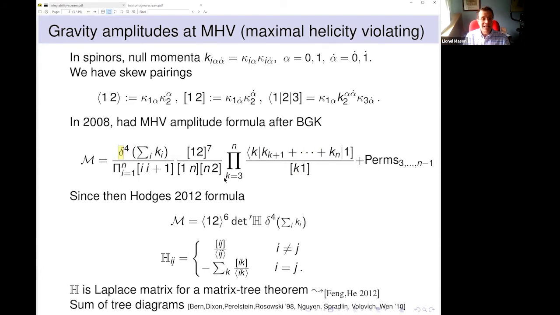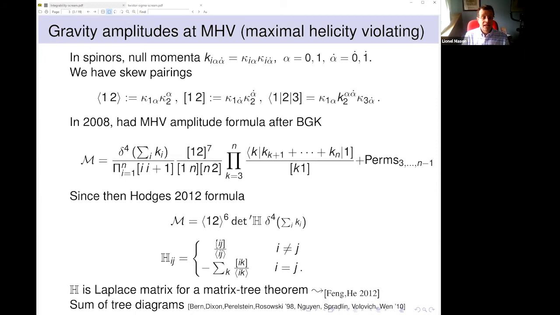The formula that we had then was blown out of the water by a formula that Andrew Hodges, a twistor theorist in Oxford, came up with in 2012, which said, oh no, you don't need to sum over all these n minus three factorial permutations and whatnot. You can get it just as a determinant of a matrix. And in fact, this prime means it's a reduced determinant. The matrix you write down here happens to have a known kernel. You can see that it's degenerate, but you knock out a row and a column, and you can write down what you invariantly mean by a reduced determinant.